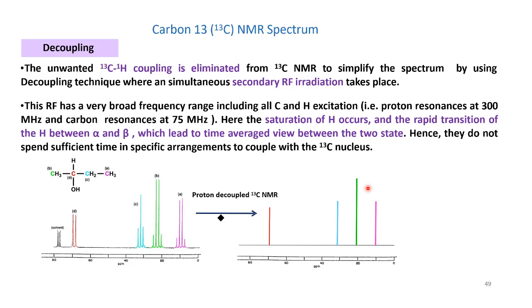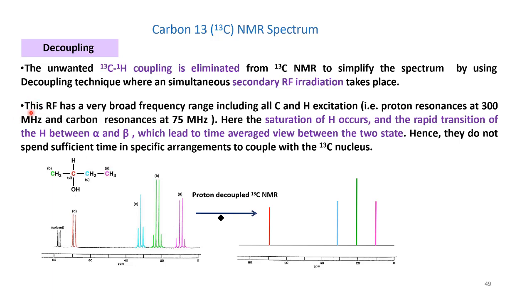So now if you want to decouple these, here we are getting split in the curves. But if we decouple it, we'll get distinct signals. So how it happens is that the unwanted coupling is eliminated to simplify the spectrum by using decoupling technique, wherein simultaneous secondary RF irradiation takes place. So in the decoupling, we put a secondary RF irradiation, and that will minimize the coupling effect, and then we can get one peak for a single atom or nucleon.